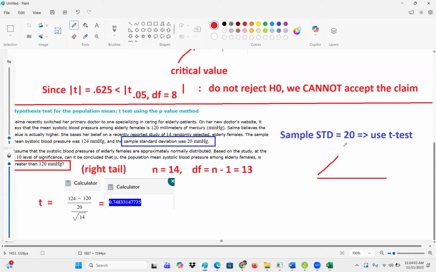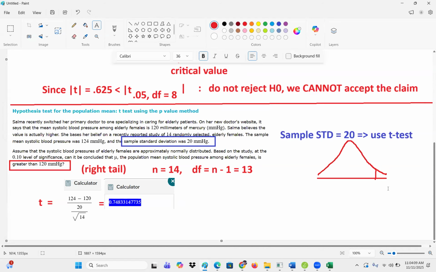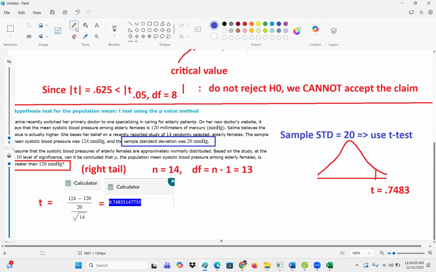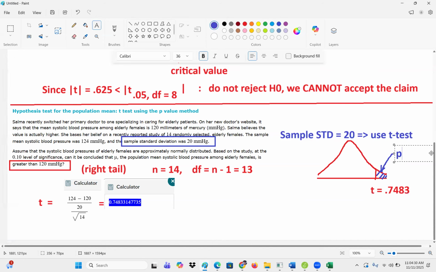So the p-value is going to be associated with the t equal to, this is a critical value, 0.748. Okay, whatever it is, 0.83, just making sure we take 4 decimal points. And then we need to find the probability. Since this is on the right tail, we have to use the greater-than sign, t greater than, so this is going to be the p-value.